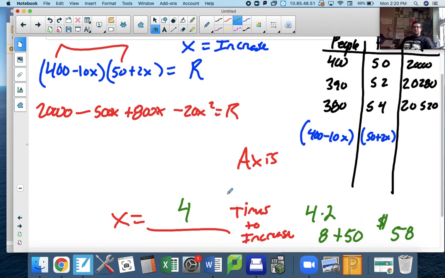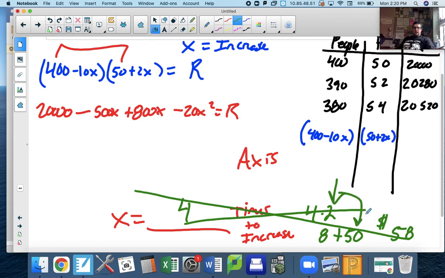The answer would be 58, but I'm telling you this is wrong for the homework. This number tells you how many times you're going to increase it. You take that multiplied by the increase of $2, add that to the base price of 50, and you got the new price to answer the question.